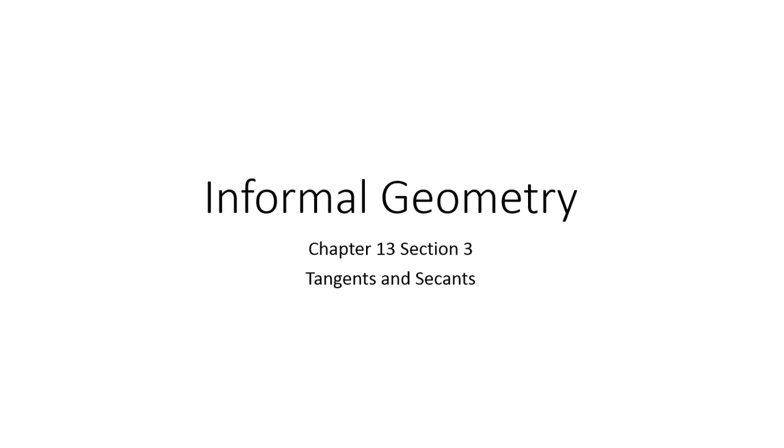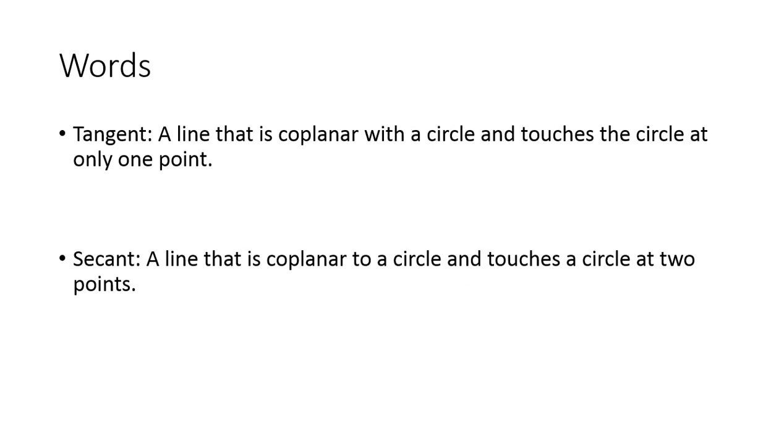All right, continuing on, we are moving on to chapter 13, section 3, which is dealing with tangent and secant lines within a circle. So we're looking still at a circle, and we're looking at some of the chords that can be used for this circle. So first thing is what a tangent and a secant is.